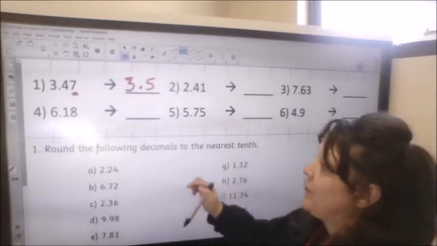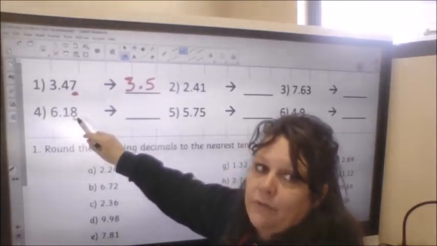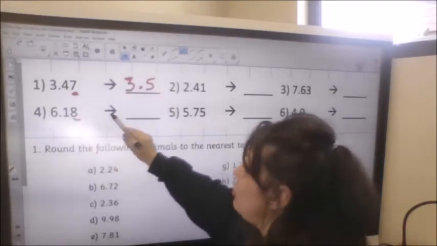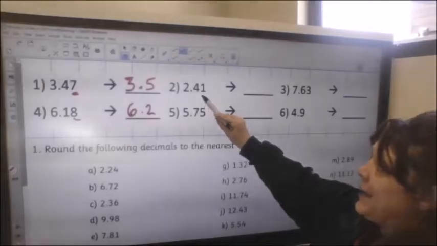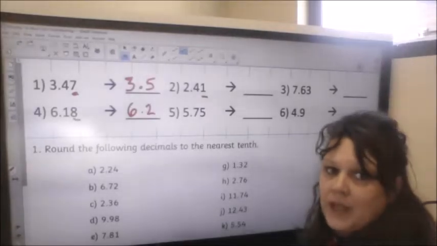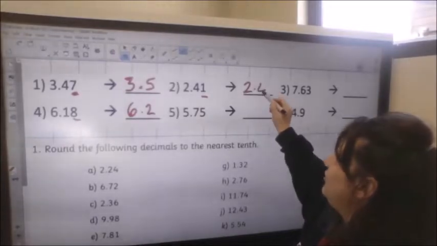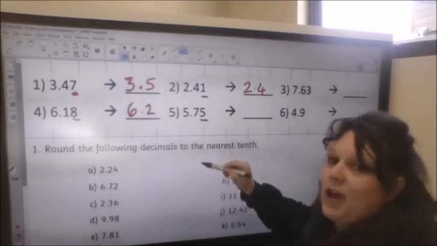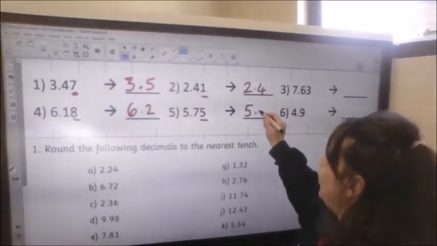Okay, so let's have a look at the next one then. So we've got 6.18. Well, I've got to look at that hundredths column. That's more than 5, so that's going to become 6.2. Okay, here I've got 2.41. So I'll look at my hundredths column. It's a 1 in there, so I'm not going to do any rounding up. It stays as 2.4. Here I've got 5.75. My hundredths column is 5, so I've got to round it up so it becomes 5.8.